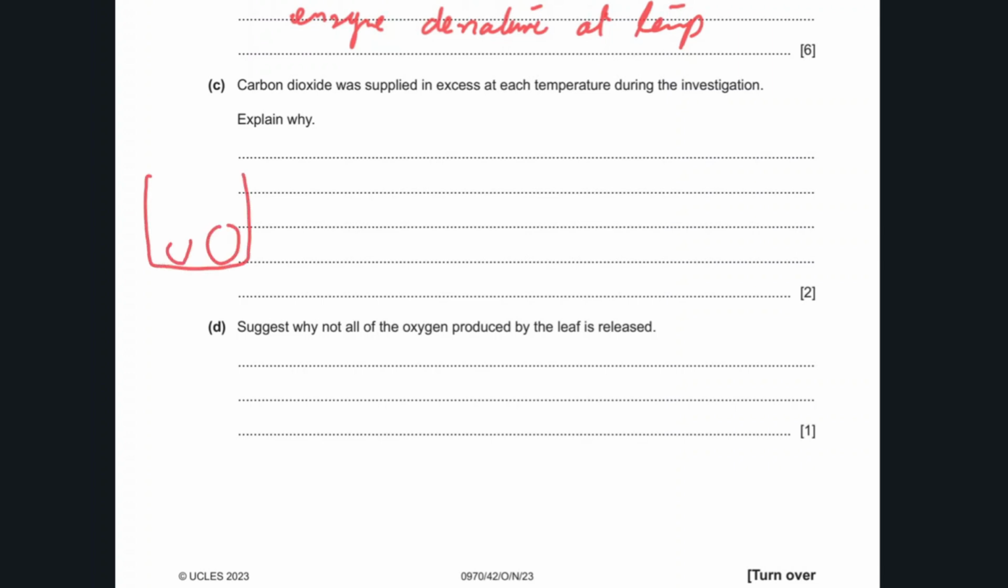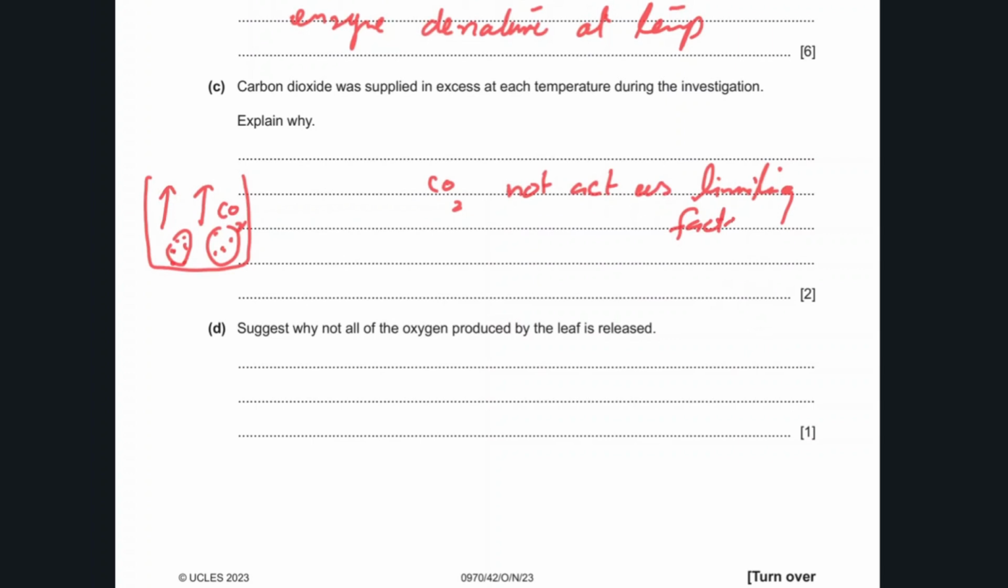Carbon dioxide was supplied in excess at each temperature because this is an experiment in which you are just taking the plant disk and checking how much oxygen is produced by photosynthesis. The CO2 level must be the same because CO2 should not act as a limiting factor, as we only want to check the effect of temperature, not CO2. So CO2 is in a high concentration, and this is the reason.